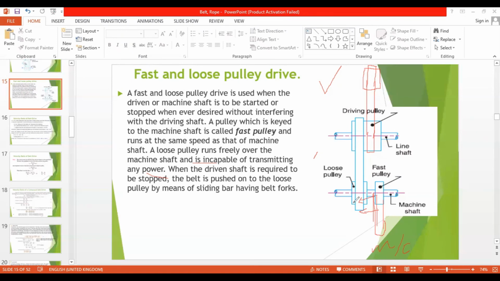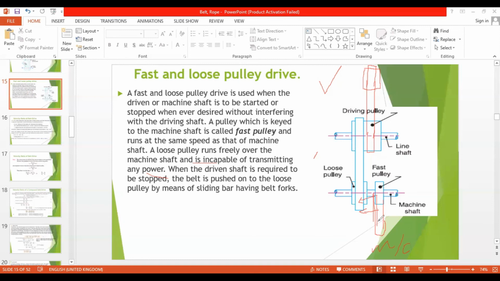When the driven shaft is required to be stopped, right? When the driven shaft is required to be stopped, the belt is pushed onto the loose pulley by means of sliding bar having belt forks, right? So this would be moved to this pulley and the work on this machine would be stopped, right? So this is why I call it a fast and loose pulley drive, right? So fast pulley drive is attached to the machine. Loose pulley drive is not attached to the machine but attached to the shaft, right?